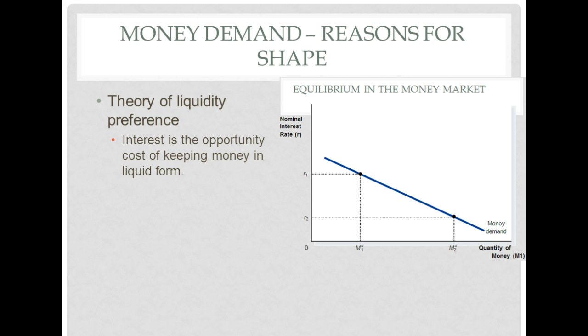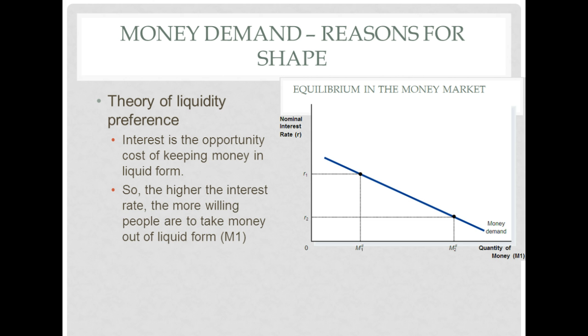So, not surprisingly, the higher the interest rate, the more willing people are to take money out of liquid form, M1, and put it somewhere else, possibly M2 or somewhere else. So if interest rates are very high, like they are in this example, maybe at R1, then it doesn't make sense for people to keep that money in their pocket because it would do a lot more good in a savings account or some other place other than M1.